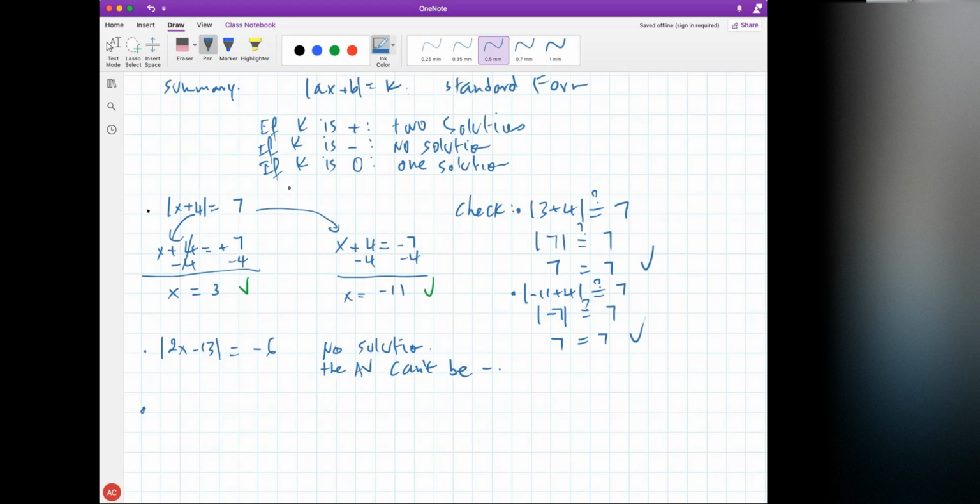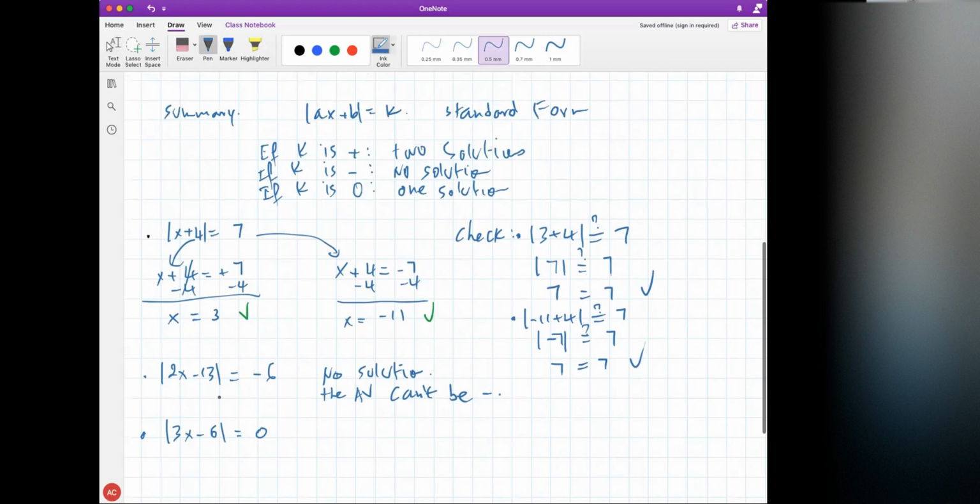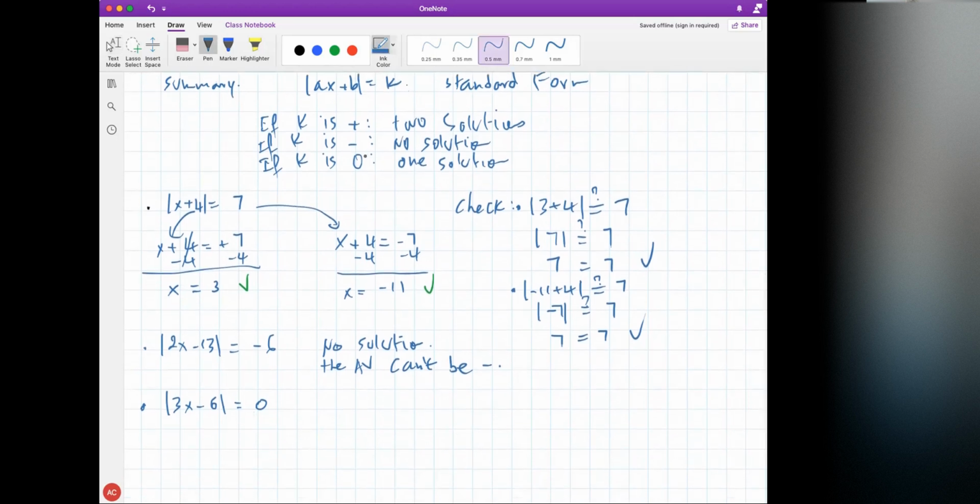Let's see another example. Let's say 3x minus 6 equals 0. This is again a standard form. Based on this summary, how many solutions do we expect from this equation? Exactly one solution, because we have 0 here. If you have 0, it means one solution. Here, just ignore the absolute value. You only need one equation to find the solution.